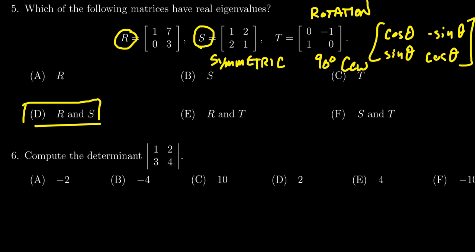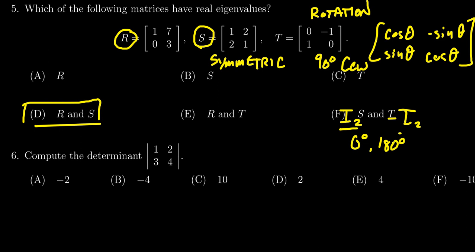Why is this relevant to our discussion of real eigenvalues here? Well, one thing to report is that a rotation matrix never has real eigenvalues. The only exception would be 0 degrees and 180 degrees. That's because a 0 degree rotation matrix is just the identity matrix, for which the eigenvalues are 1 and 1. And if you rotate 180 degrees, that's just equal to -1 times the identity matrix, in which case your eigenvalues are -1 and -1.